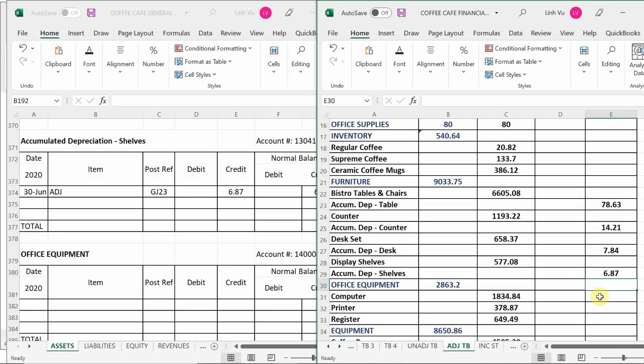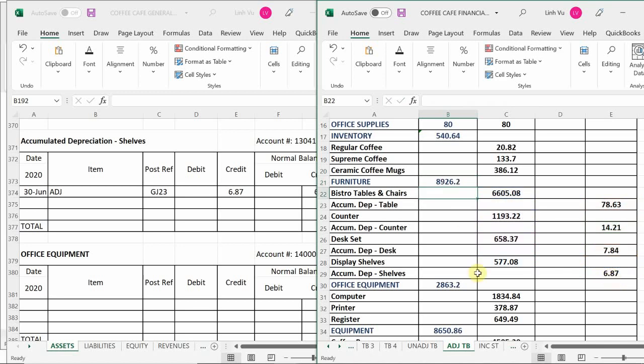So how does that affect the overall sum of my furniture? Remember, since these are contra accounts, the main account is going to be creating a sum. I do it this way just because I find it a lot easier than doing equal sum this minus equal sum that. I just take each account, so the tables first, minus the depreciation, add the counter minus the depreciation, then add the desk, subtract the depreciation, and then add the shelves and subtract the depreciation.